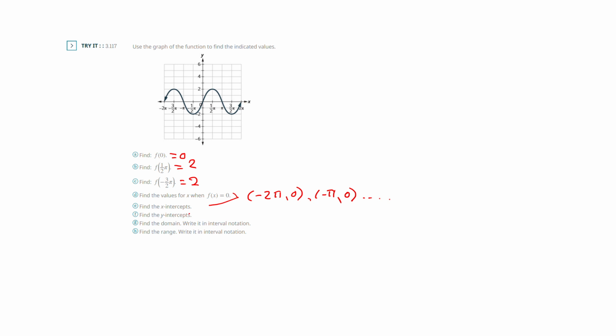Okay, y-intercepts once again. It could be any number. They just keep doing this where the y-intercept happens to be right here. Where do we hit the y-line? That's when x is 0. It happens to be the origin.